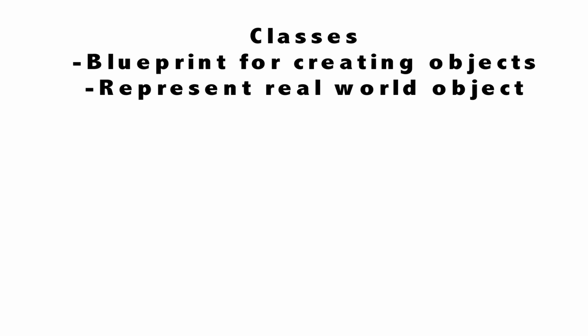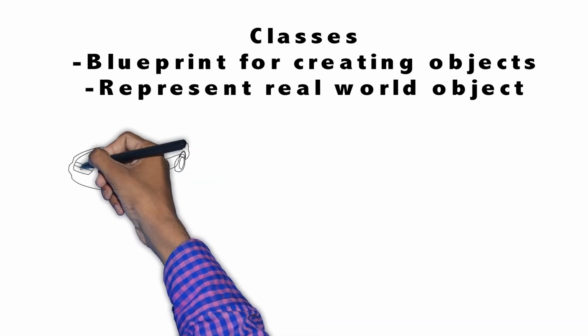A class is a chunk of code that acts as a blueprint for creating objects. That can be a bit difficult to understand conceptually, so let's look at an example. Classes very often represent real-world objects. The classes can have attributes and behaviors just like the real-world object that they are representing.